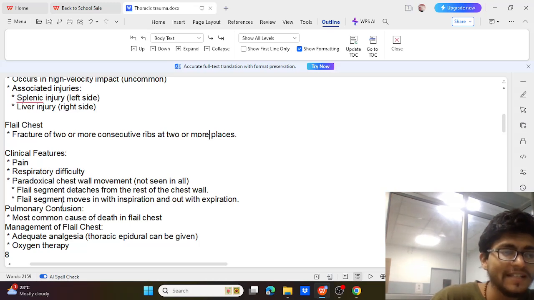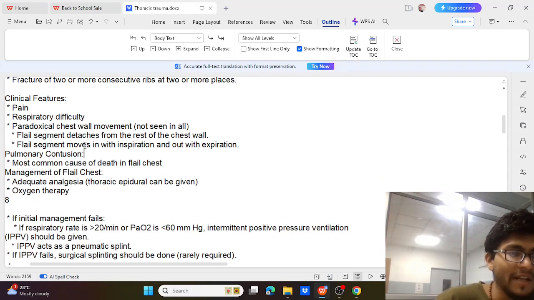Getting my point? The flail segment detaches from the rest of the chest wall and the flail segment moves in with inspiration and out with expiration. So hope it has been understood. Then it can cause pulmonary contusion, flail segments, and it can also cause death.